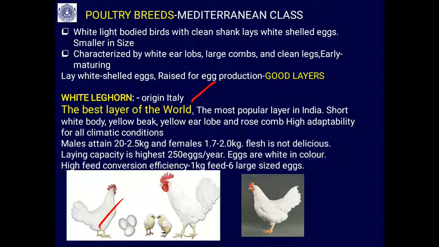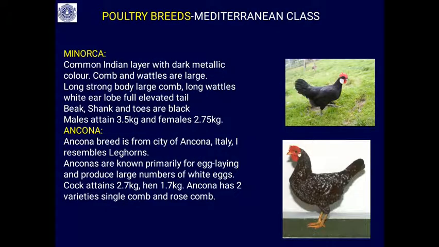The laying capacity is 250 to 350 eggs per year. Eggs are white in color. High feed conversion efficiency: 1 kg feed gives 6 large sized eggs. These are white leghorn.